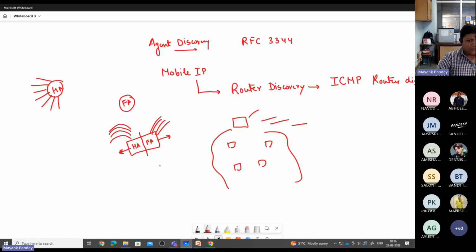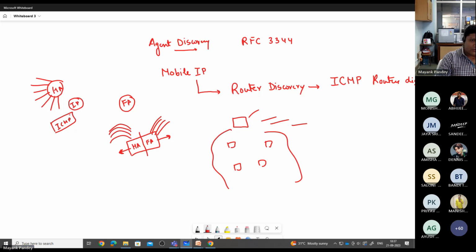Now, just tell me one question. Why are these advertisements necessary? Why are these periodic advertisements necessary? There might be new mobiles in the area, which might not know much, arriving, or leaving. Now, obviously, these are ICMP messages which are encapsulated within IP messages.